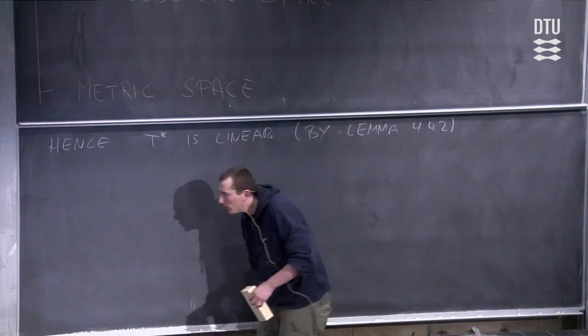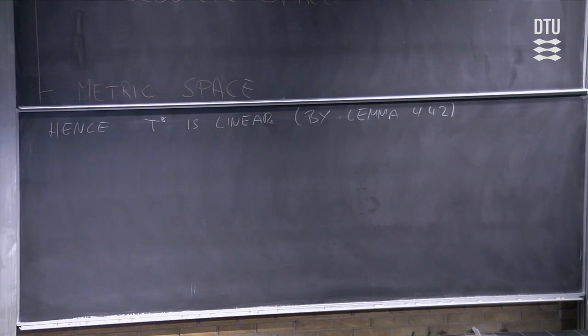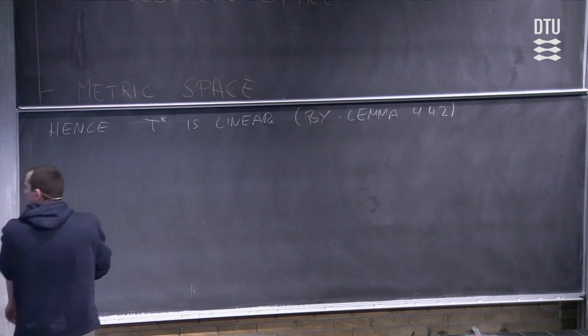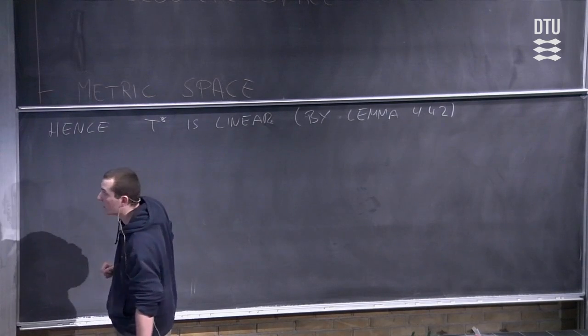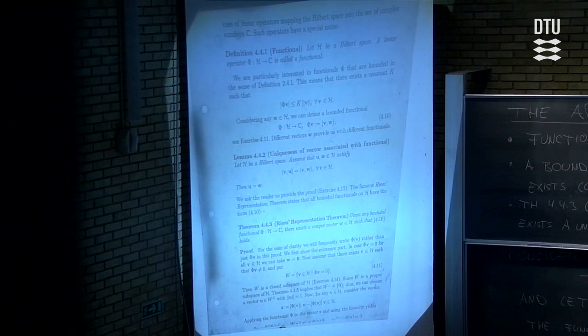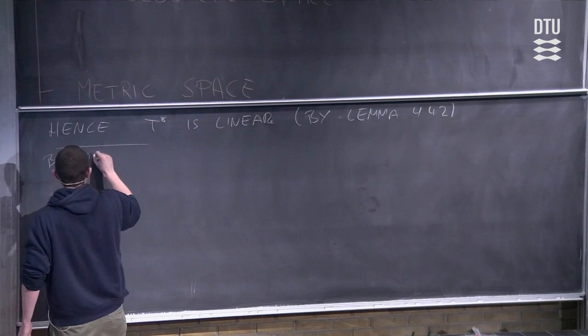Okay, so that was linearity. But the theorem says something else. It says that it's bounded as well. And boundedness is something which is always a bit tricky to show, especially here because, again, we only have this equality, which we know that T star satisfies. So, bounded.